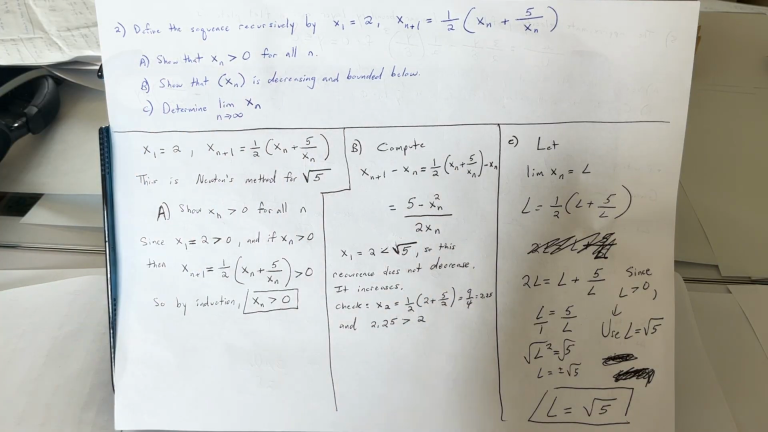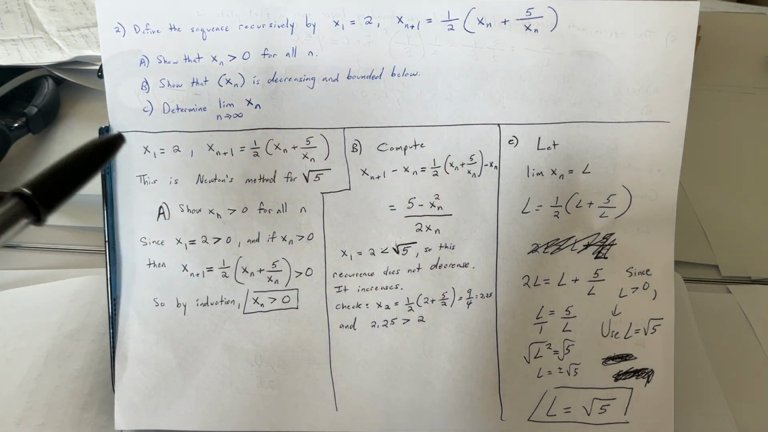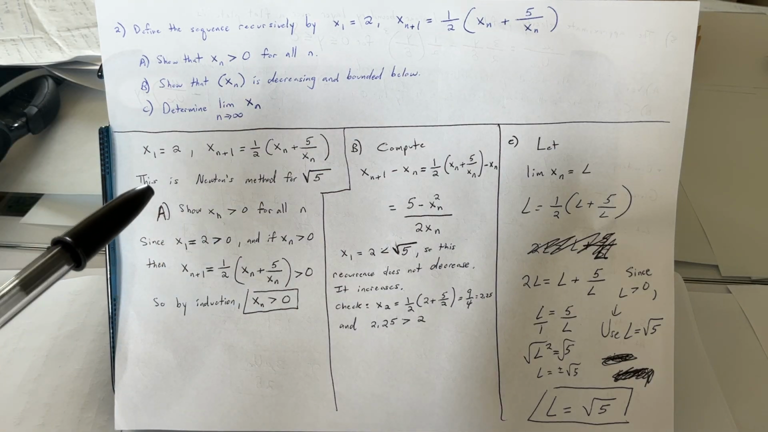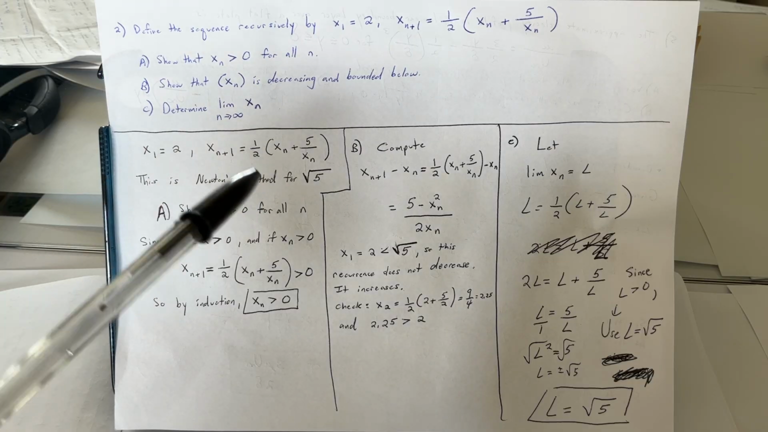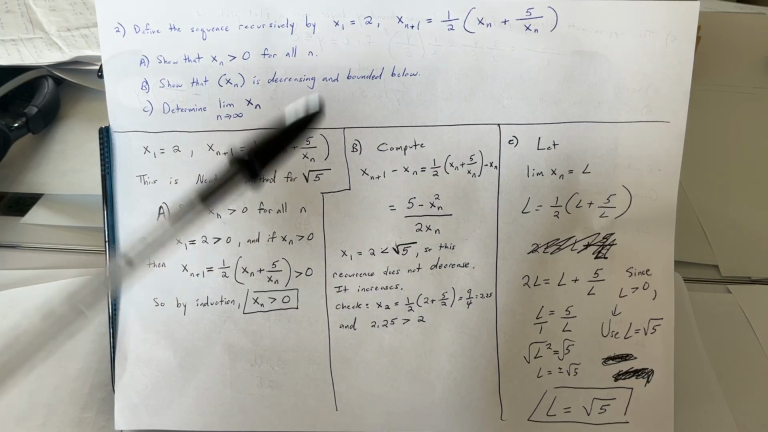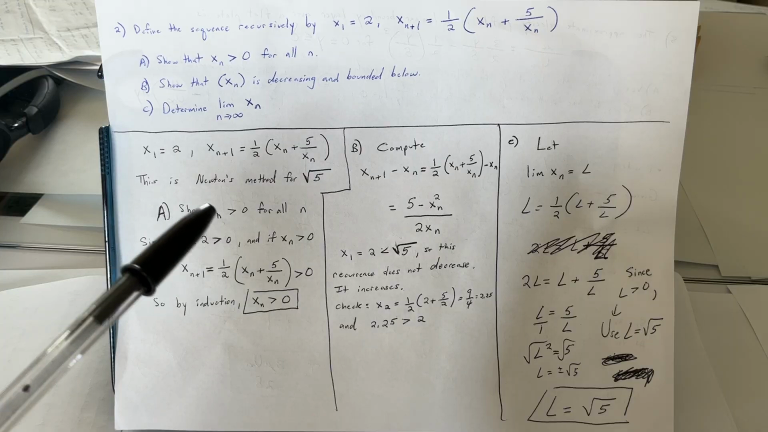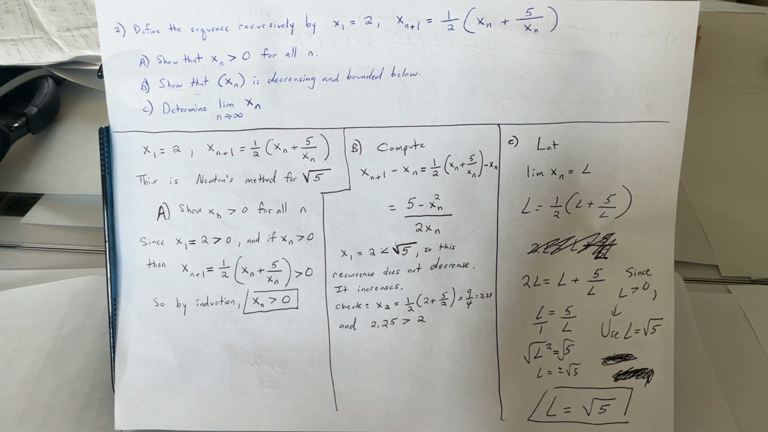Okay, number 2. Define the sequence recursively by x sub 1 equals 2, x sub n plus 1 equals 1 half times the quantity x sub n plus 5 over x sub n. So, part A, show that x sub n is greater than 0 for all n. We have all this information, and this is going to wind up being Newton's method for the square root of 5 when you identify that pattern. So we're going to show that x sub n is greater than 0 for all n.